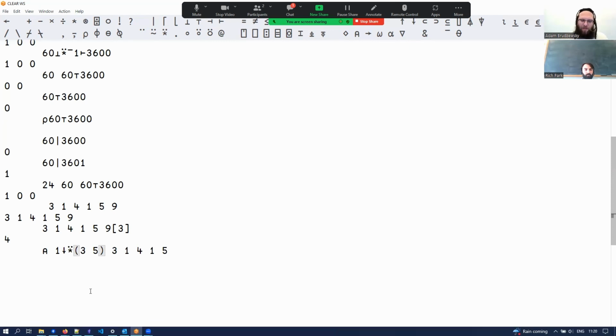This might seem very foreign to you because you use Dyalog APL. Do you have to double parenthesize in that case? No, now you don't need to parenthesize anymore. What I've written here is one down arrow, power diaresis thing, star diaresis, left paren 3 space 5 right paren, and then the values that I want to apply it to.